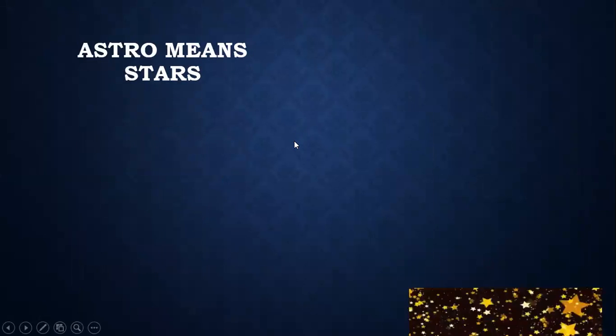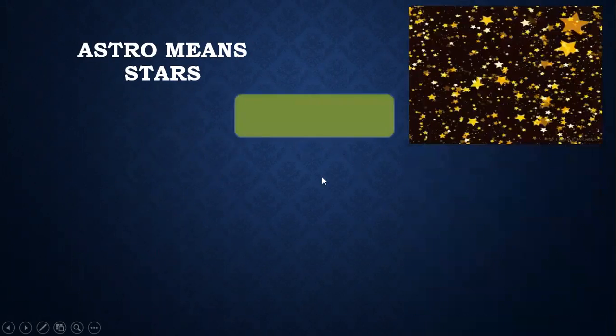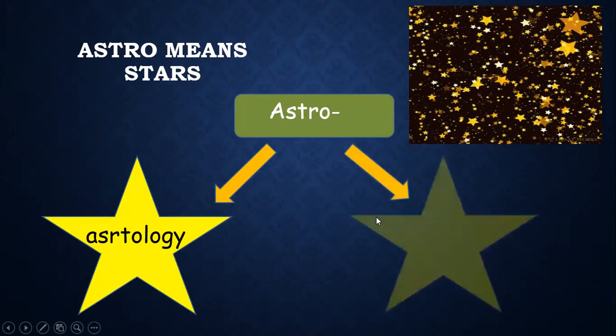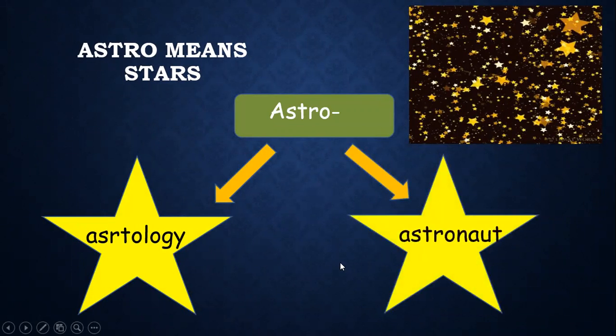Astro means stars, and the word astro has two similar meanings: astrology and astronaut.